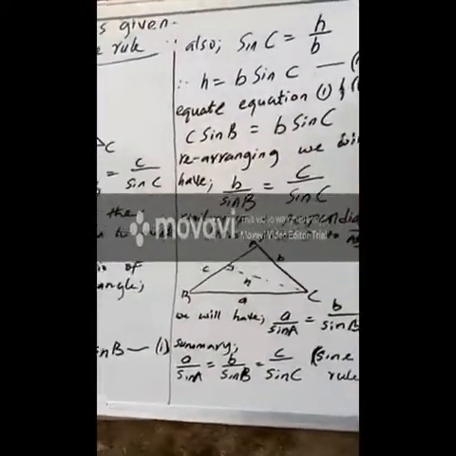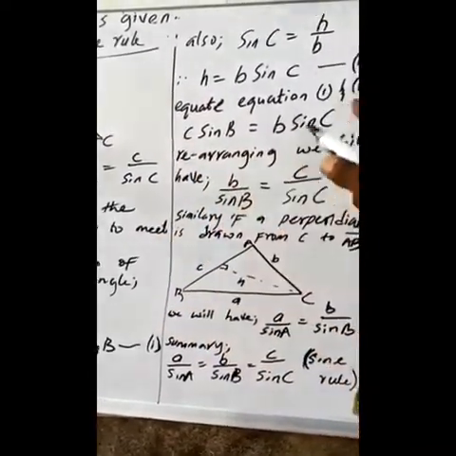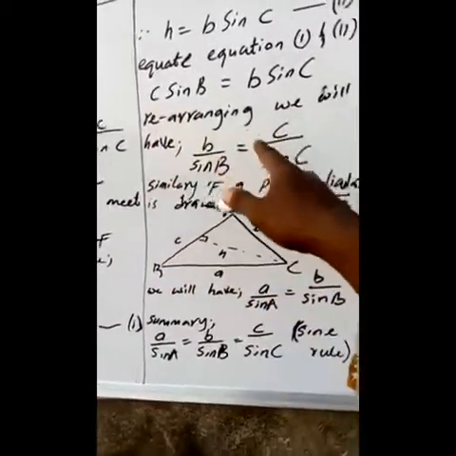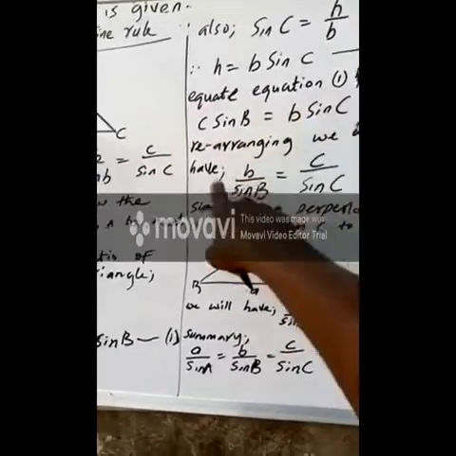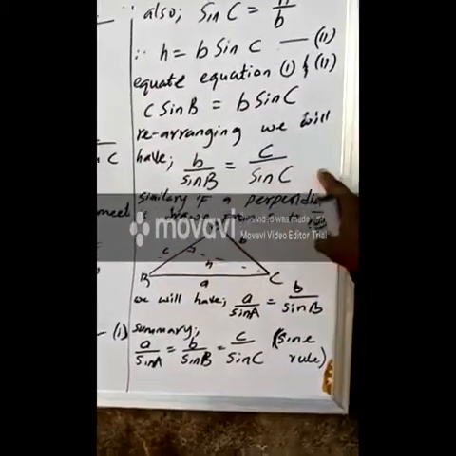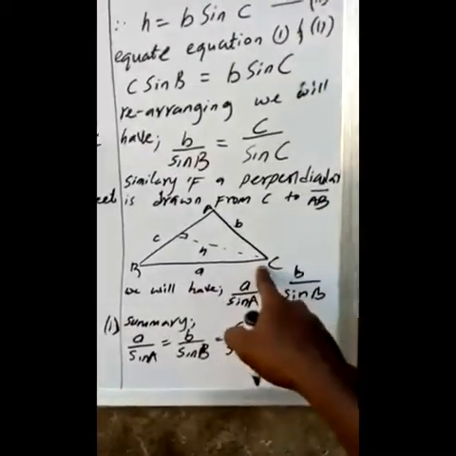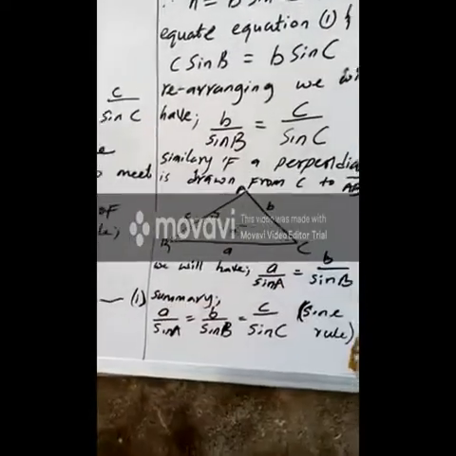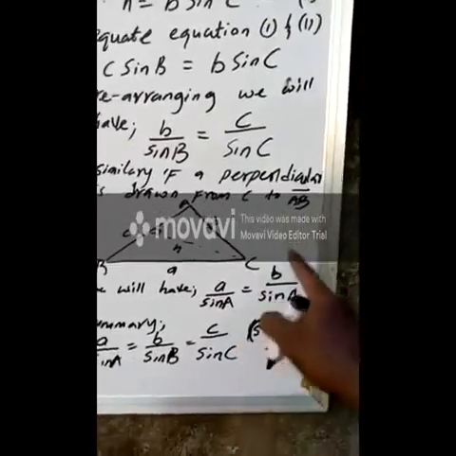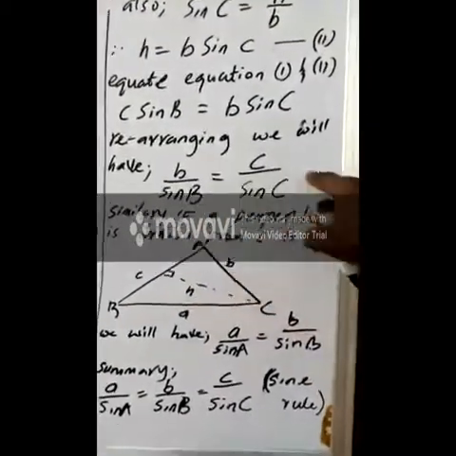Call it equation 2. If you equate equations 1 and 2, you have c sine B is equal to b sine C. Rearranging, we have b over sine B is equal to c over sine C. Similarly, if the perpendicular is drawn from C to meet line AB, we will have a over sine A is equal to b over sine B, just as we have proved here that b over sine B is equal to c over sine C.